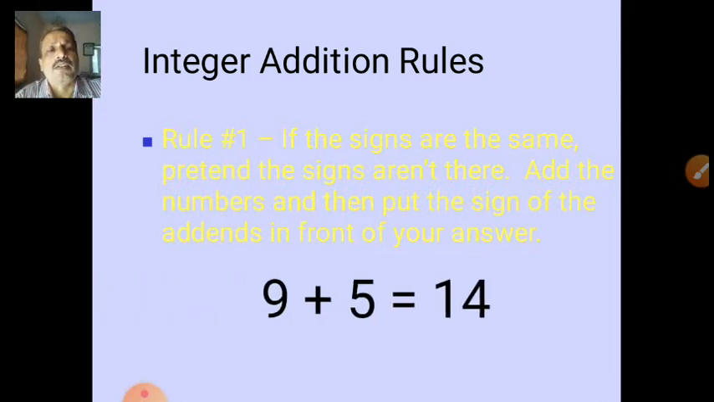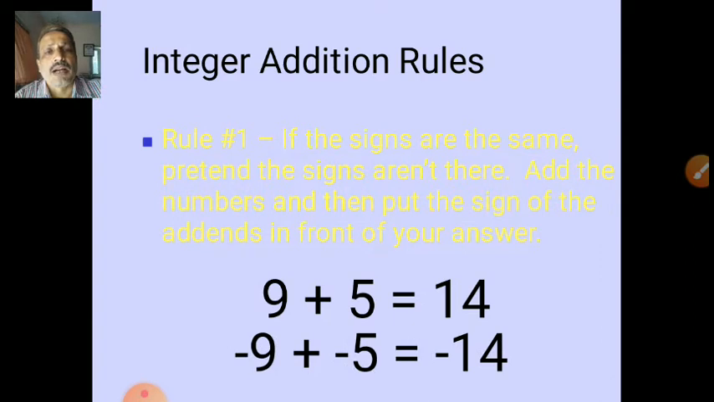Rule number 1. This is the example. 9 plus 5. Both numbers are positive. Answer also will come in positive 14. Suppose there is a minus 9 minus 5. Both numbers are negative. Adding together, the answer should be addition, but the sign is negative. Minus 14 is the answer.